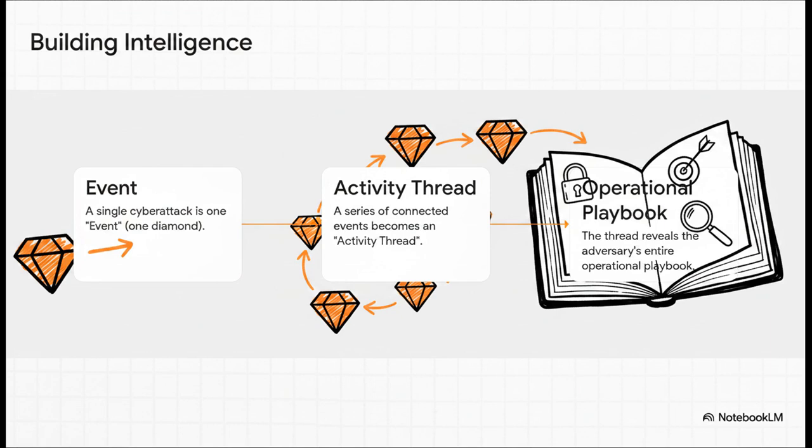So how do we build that movie? Well, you start with one event, one diamond. Then you find another related event, and you link them. When you connect a whole series of these events, you create what's called an activity thread. And this thread isn't just a list of attacks, it's a story. It's the adversary's entire operational playbook laid out for you to see.